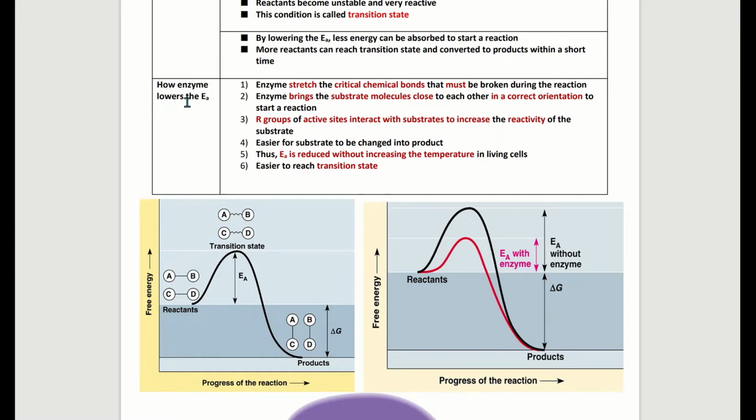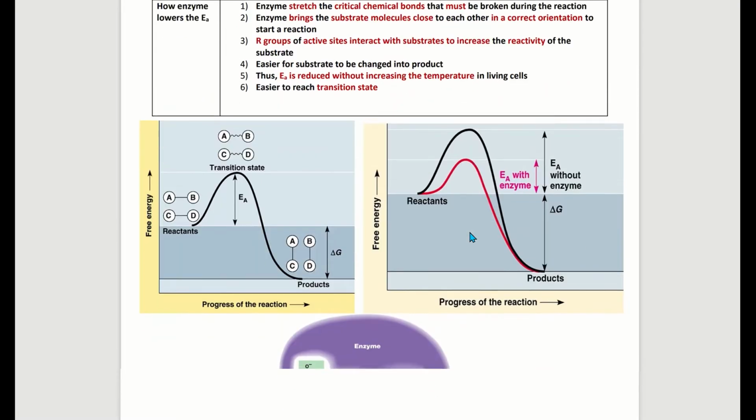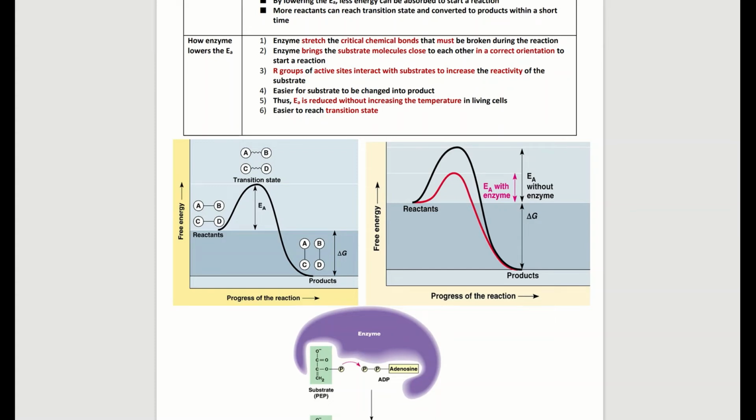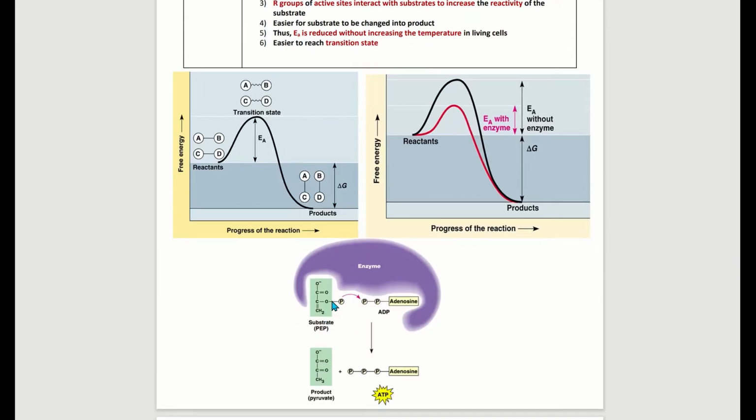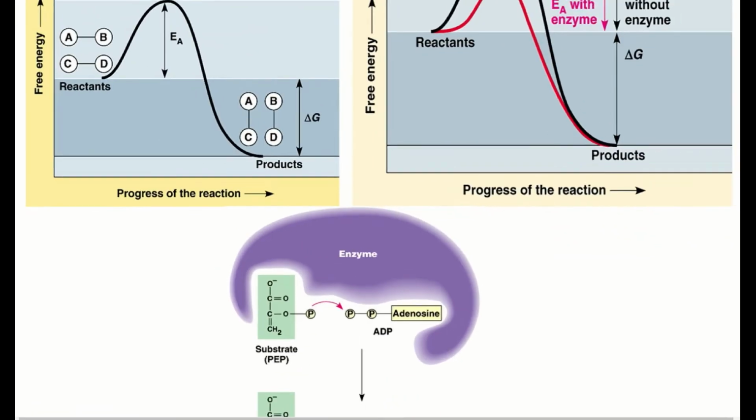So how enzyme lowers the activation energy? So ini ayat dia. Ni macam kena hafal ni. Kalau buat karangan ni macam kena hafal. So macam mana enzyme lower the activation energy? Enzymes stretch the critical chemical bonds that must be broken during the reaction. So enzymes stretch the chemical bond. So ini kita nak breakkan bond ni kan. So dia stretchkan dulu the bond.